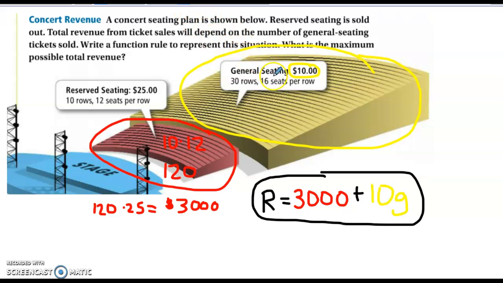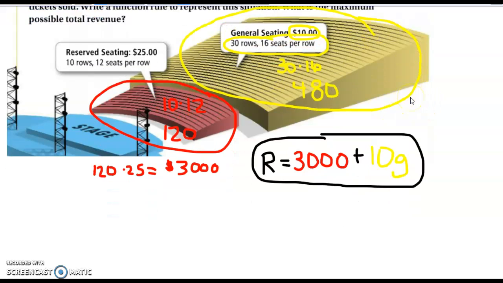If I'm going to make the most money, I'm going to have to sell all of these tickets, right? Well, I have 30 rows of 16 seats. So 30 times 16, there are 480 seats here. So if I'm going to make the most money possible, I have to sell all 480 of those tickets.